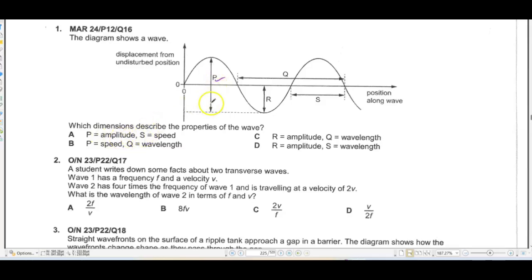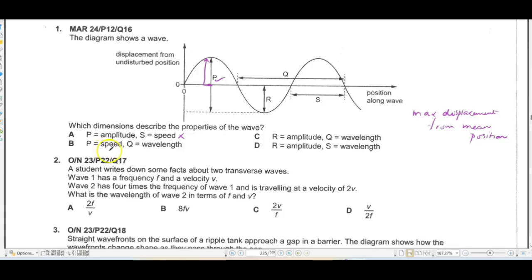P is not the amplitude, because amplitude is the maximum displacement from the mean position, right? So this is the mean position. So the amplitude would have just been this if it was P. P goes below as well as above, so this is not the amplitude. R represents the amplitude. It's the maximum displacement of the particle from the mean position. Okay, so P is not correct.